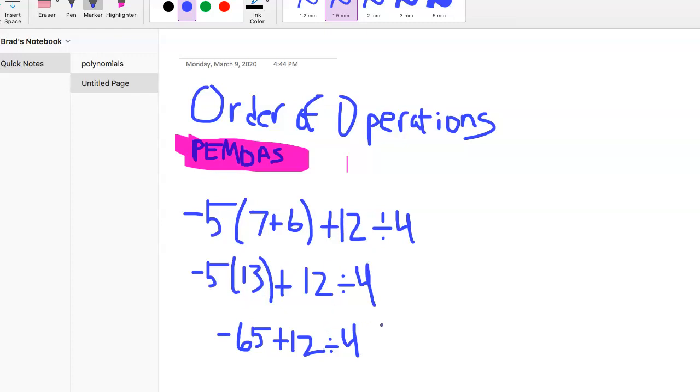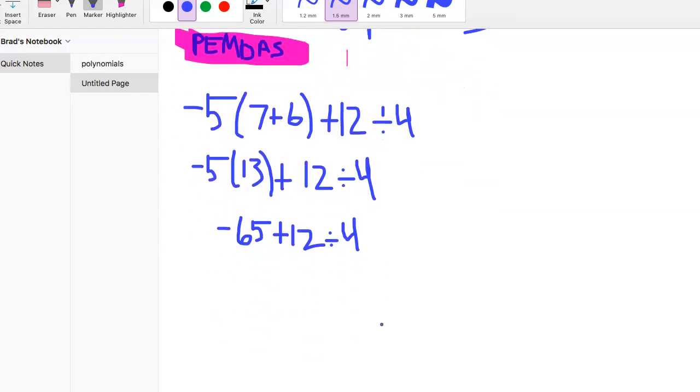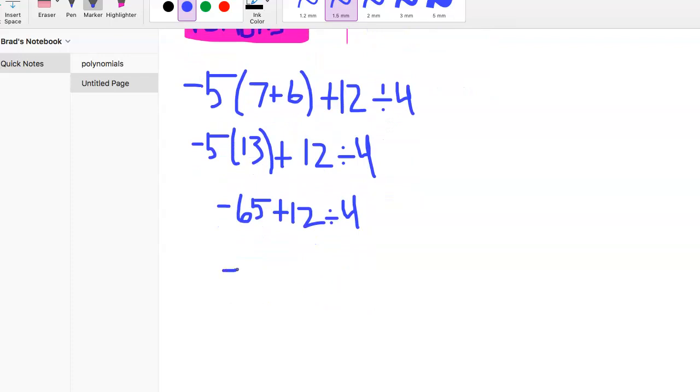Okay. So the next step is to divide, right? So that means our next thing is going to be, we'll still carry this -65 down here, and 12 divided by 4 is 3, right? So -65 plus 3, and that equals -62. Try to remember when you're adding 3 to -65, it's -62, not -68. If that's confusing, take a look at our video on number lines and I'll help you out.